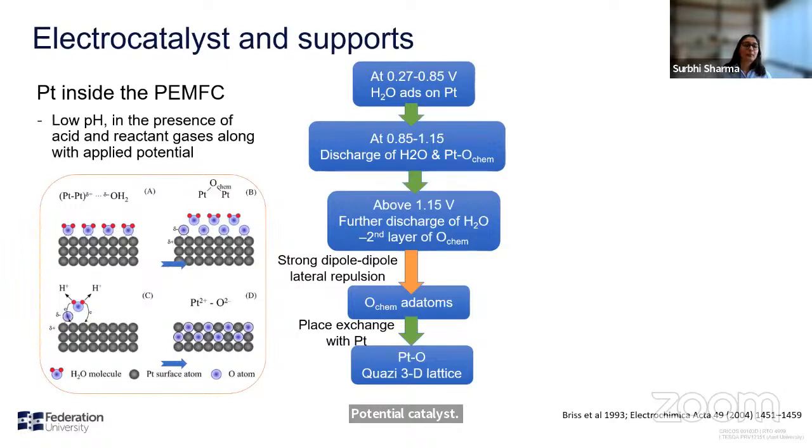However, there are always caveats. Within the fuel cell system, the complex conditions mean that platinum is not completely stable; it is still susceptible to corrosion within the fuel cell system. And low pH conditions in the presence of acids and the reactant gases can lead to potential degradation of the platinum nanoparticles or the bulk platinum for that matter. At specific potentials, adsorbed water on the platinum then leads to formation of chemically bonded oxygen on the sites, and these adatoms form quasi 3D lattices that can then restrict the ability of the catalyst to catalyze because they're blocking the catalytic sites.